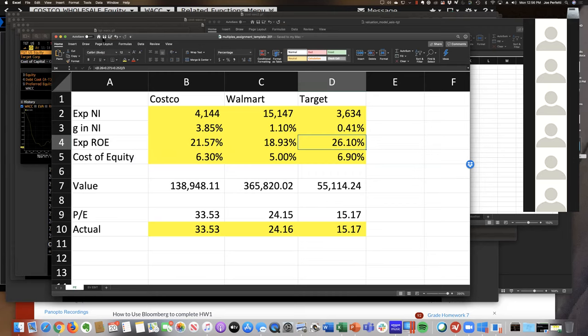This has been recorded on video. Questions about the data, where it came from, how I put it in, what numbers go where? Because this would be the first part of your assignment.